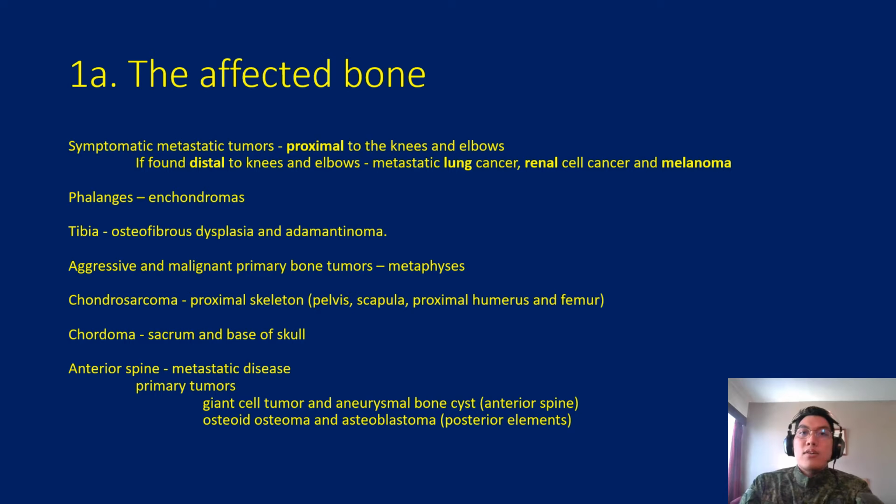Chondrosarcoma is more frequently found in the proximal skeleton, including the pelvis, scapula, proximal humerus, and femur, than in the distal extremities. Chordoma is most commonly found in the sacrum and at the base of the skull. Much less frequently, chordoma arises in the remainder of the spinal column. The anterior spine is frequently involved in metastatic disease. Primary tumors most commonly found in the spine include giant cell tumor and aneurysmal bone cysts in the anterior spine, while osteoid osteoma and osteoblastoma arise from the posterior elements of the spine.